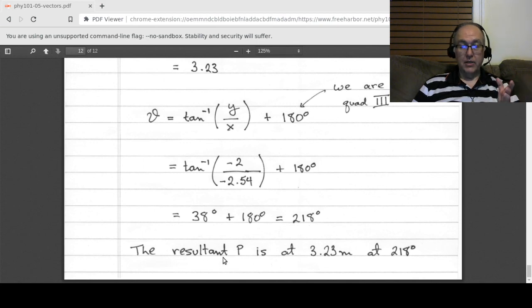The resultant point, that is, after you add up all these vectors, where do you wind up? You end up at r equal to 3.23 meters at an angle of 218 degrees. So that's the end of our lecture on vectors. This is a little bit of a mathematical aside because we're going to go on to 2D kinematics in my next lecture. And remember, in 2D kinematics, the position is a pair of numbers. The velocity is a pair of numbers, and the acceleration is a pair of numbers.